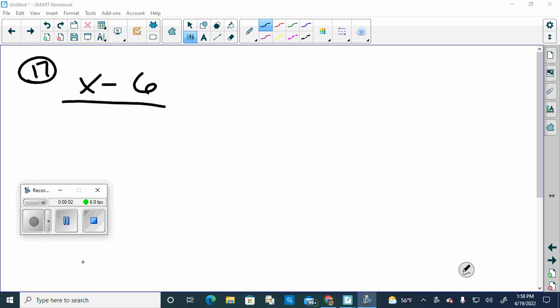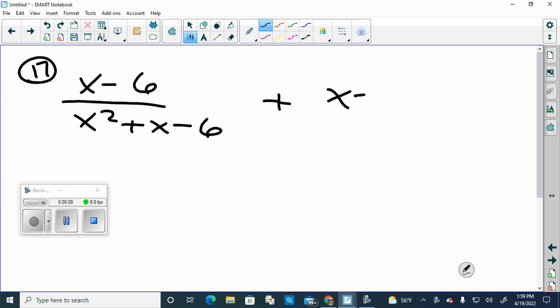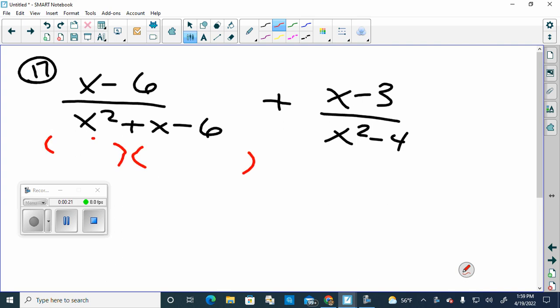Okay, so we have (x minus 6)/(x squared plus x minus 6) plus (x minus 3)/(x squared minus 1). Okay, so when we're adding and subtracting, we need common denominators. To know what the common denominators are, we've got to factor this one down and that one. So we have two sets of parentheses and another two sets of parentheses.